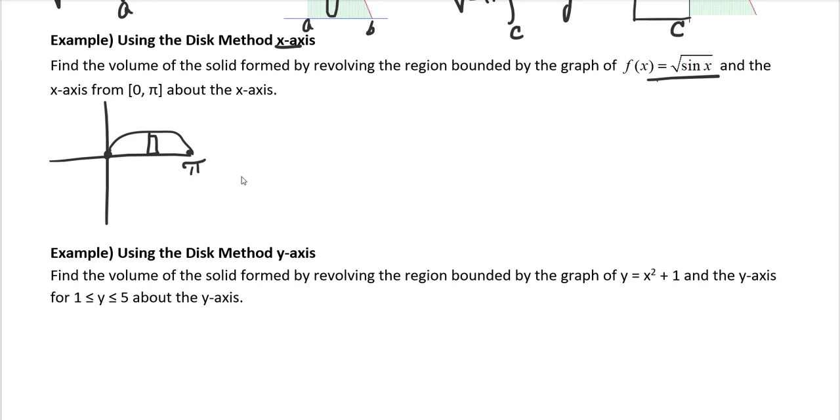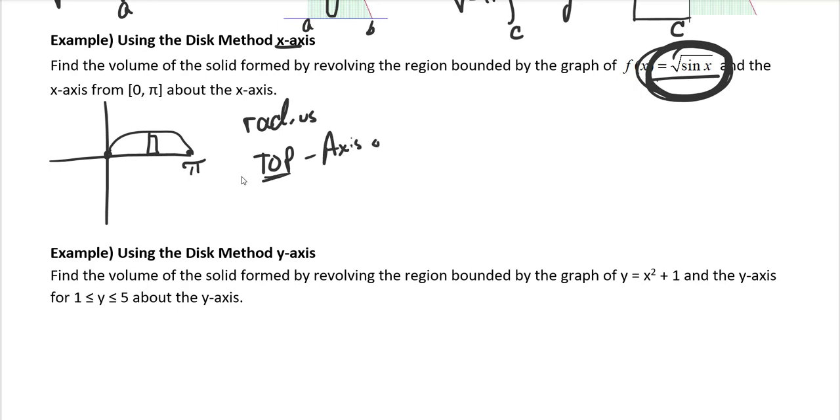And what's our radius? Well, our radius is this function, because that's the top function. Basically, in order to find my radius, we're going to take the top function, whatever the top is, minus the axis of revolution.